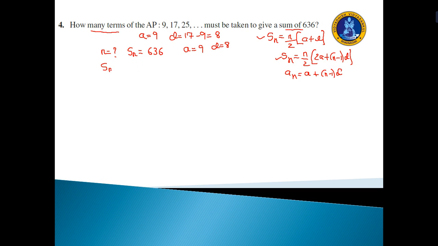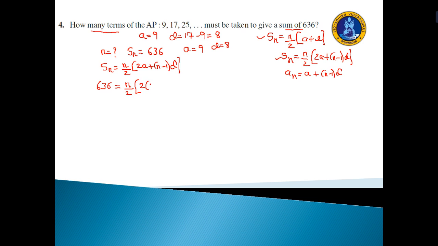So Sn is equal to n by 2. Always write the formula to get half marks. To get half marks, just write the formula. You will automatically get half marks. So now Sn is given, 636, and that we have to find.